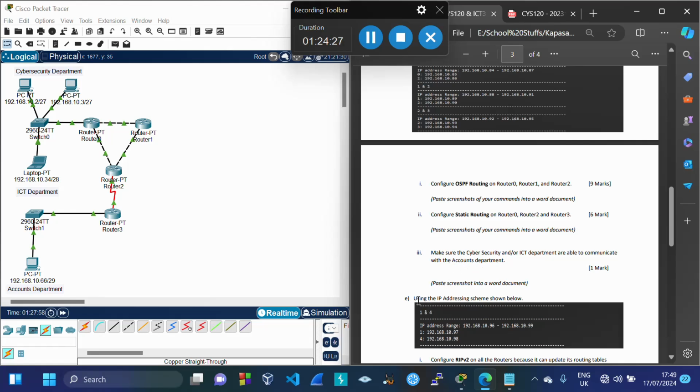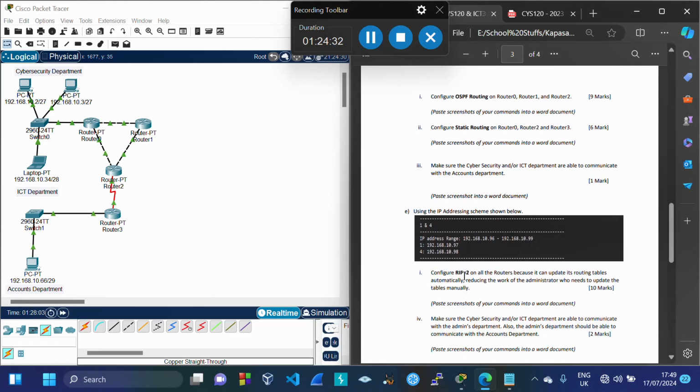Now we have, using the IP address scheme shown below, which is this, configure RIP version 2 on all routers because it can update its routing tables automatically, reducing the work of the administrator who needs to update the tables manually. So as we can see, for static, we had to configure the route to take to a certain destination manually. But for RIP version 2, which is dynamic, it's automatic because you just need to broadcast that particular network, that's all. And it can update its tables based on that.